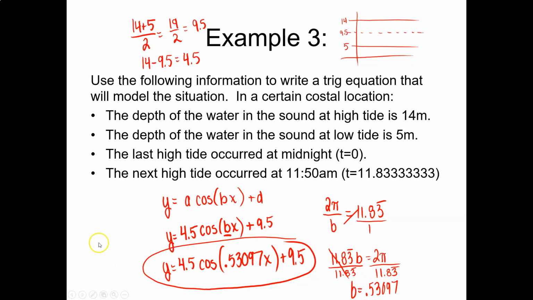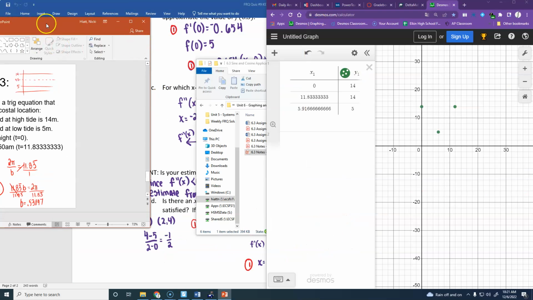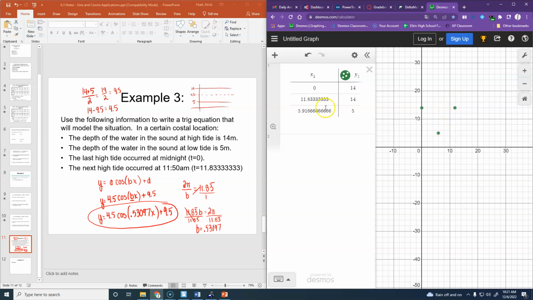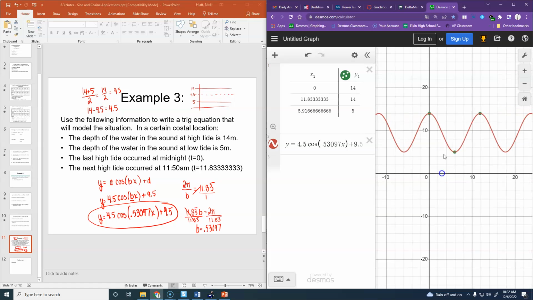So let's go back to Desmos and see if that fits our points here. So we got y equals 4.5 cosine of 0.53097x plus 9.5, and that fits really nicely, right? So you can see how this one works. The other one went through the points fine, but it didn't have the high tide being correct. The high tide should have been right there at 14, so this one looks good here.